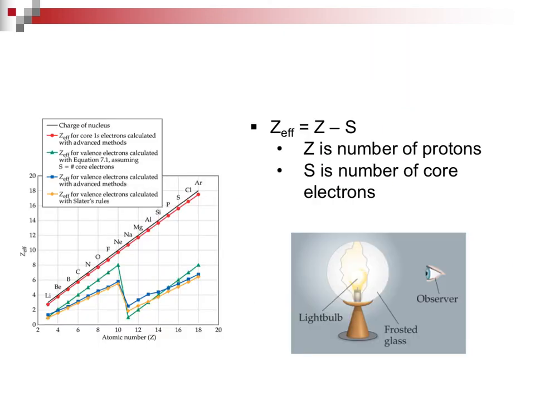So these are the pictures from your textbook, and I'm going to say a couple things about them. Here we have the formula. Here we say Z is the number of protons from the periodic table, and again, S is the number of core electrons. If we were to look at the simplest model, we would see that as we walk across the periodic table, as the atomic number increases, so does the effective nuclear charge.